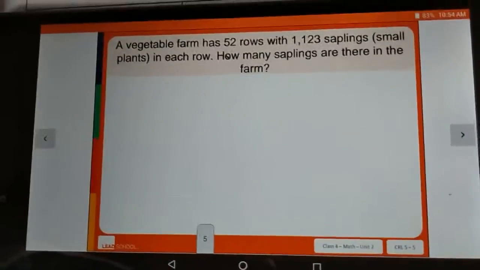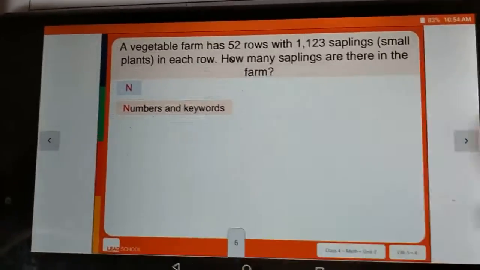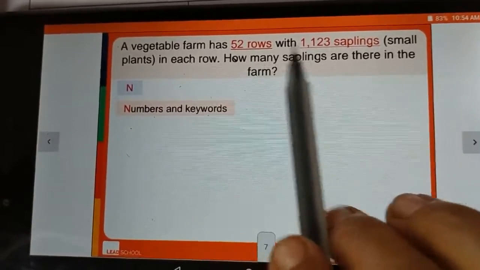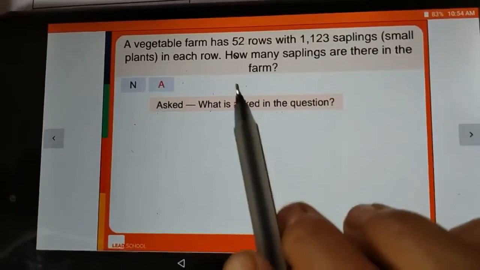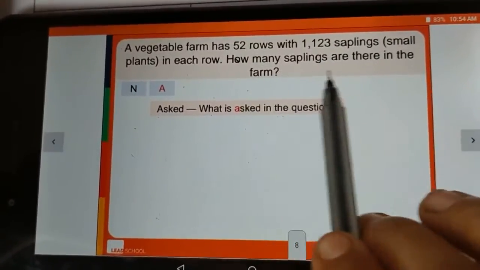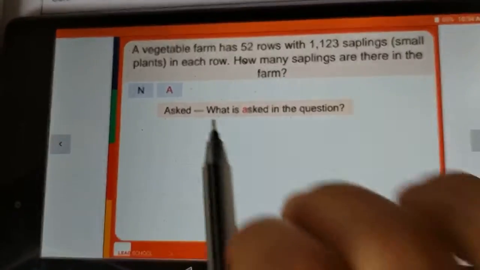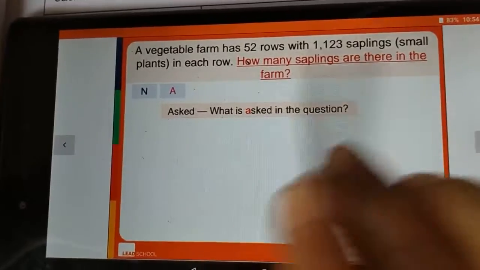We have to find how many saplings, that means small plants, are in the farm. So first of all we have to find the numbers and keywords. The numbers are 52 rows and 1123 saplings. Then the second one: how many saplings are there in the farm. Ask, what are they asking? They are asking how many saplings are there in the farm.